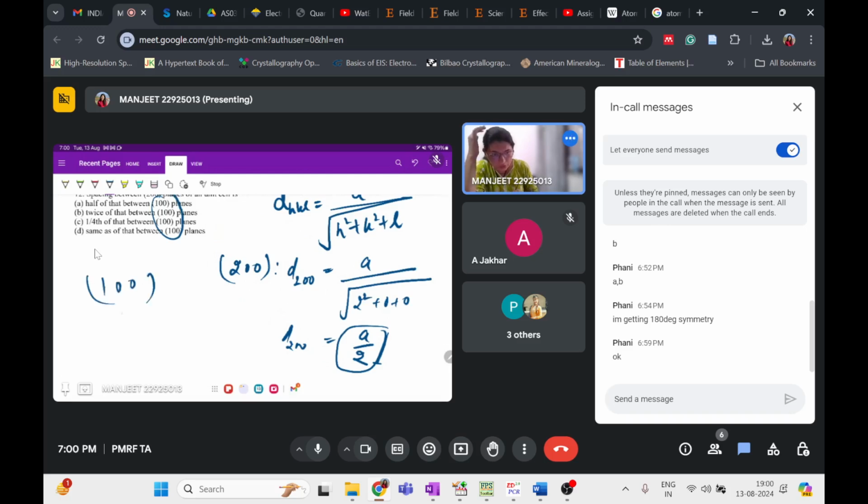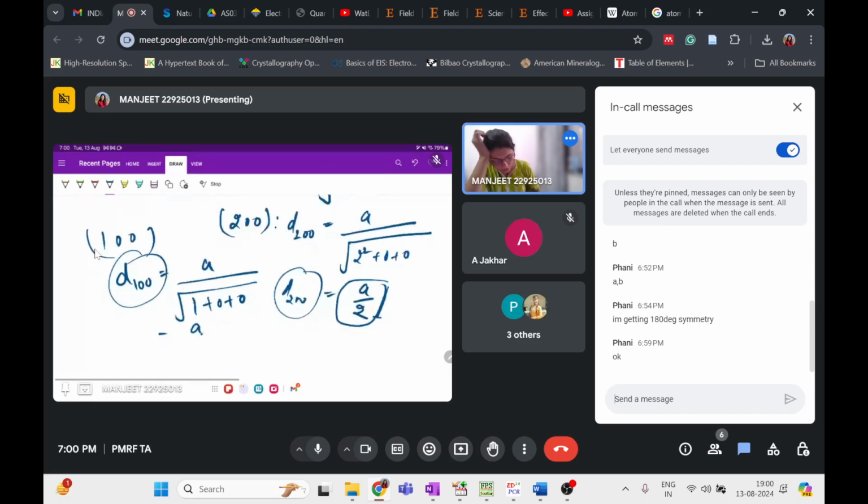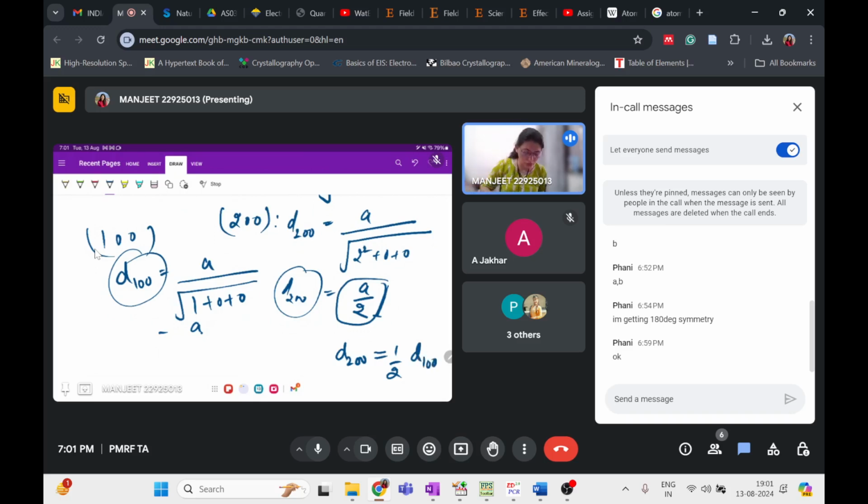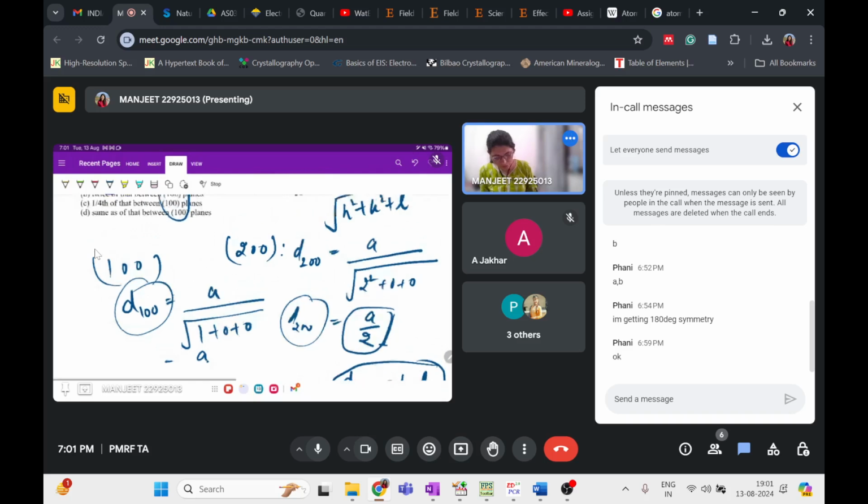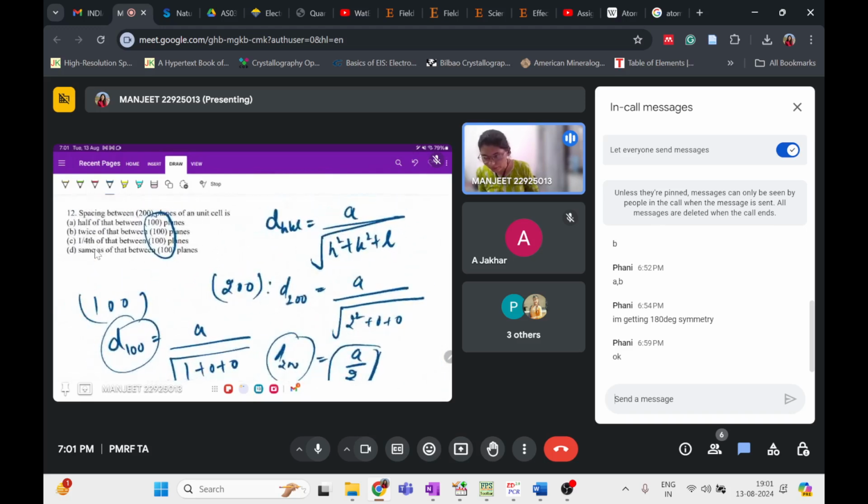So if I'm considering the 100 plane, d will be a under root of 1 square plus 0 plus 0, that is giving you a. Now what is the relation between this interplanar spacing and this one? This d2 will be half of the interplanar spacing of the 100 planes. So this is the right answer, and your a will be the right answer for this one.